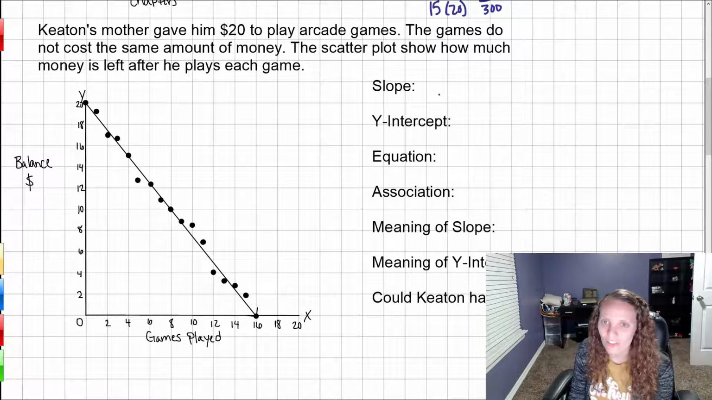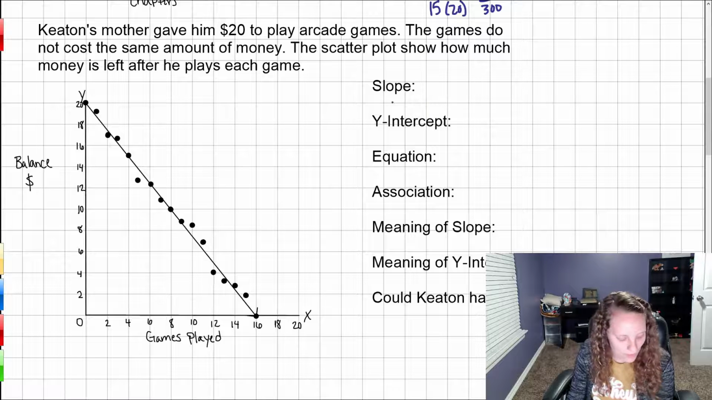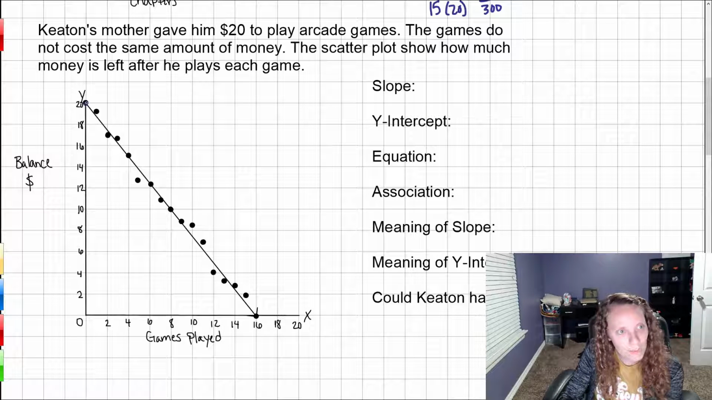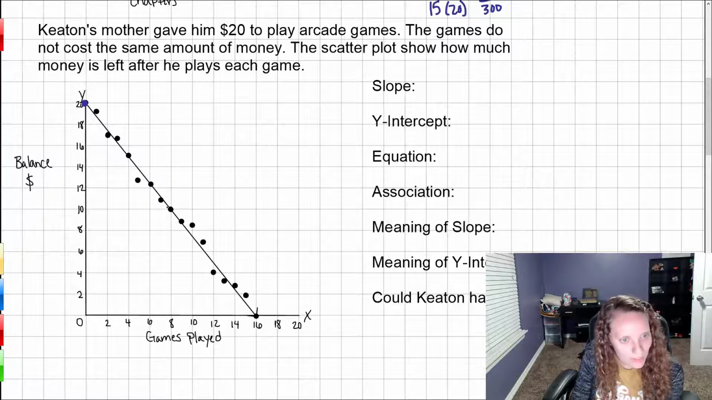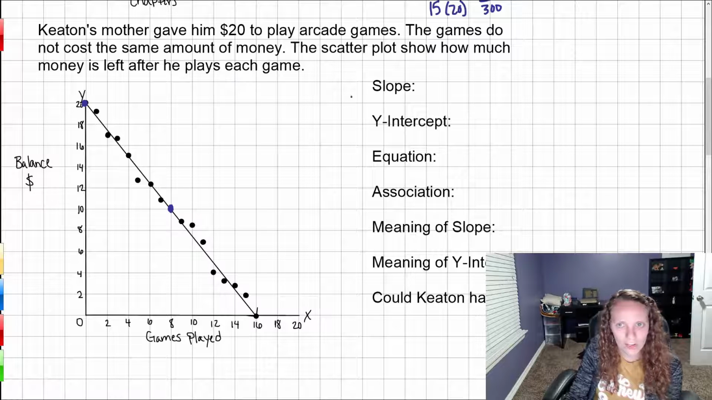And let's do this all over again. So we want to figure out what the slope is. I'm definitely going to use this point right up here. And then another good point that crosses the grid lines will be this one here. So let's figure out rise over run.